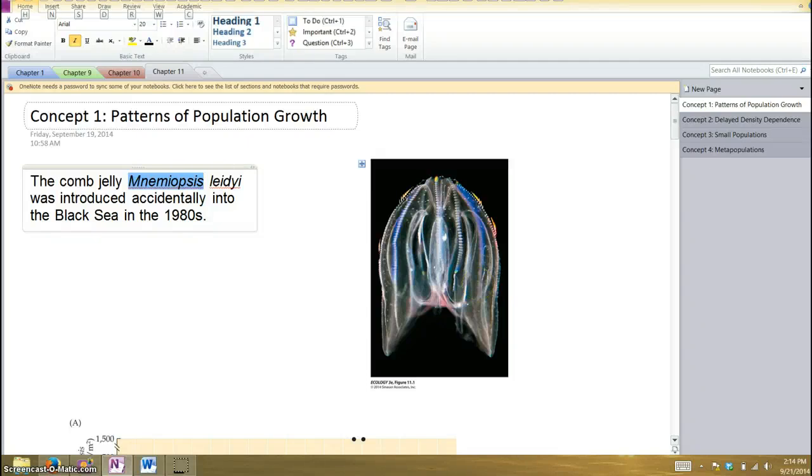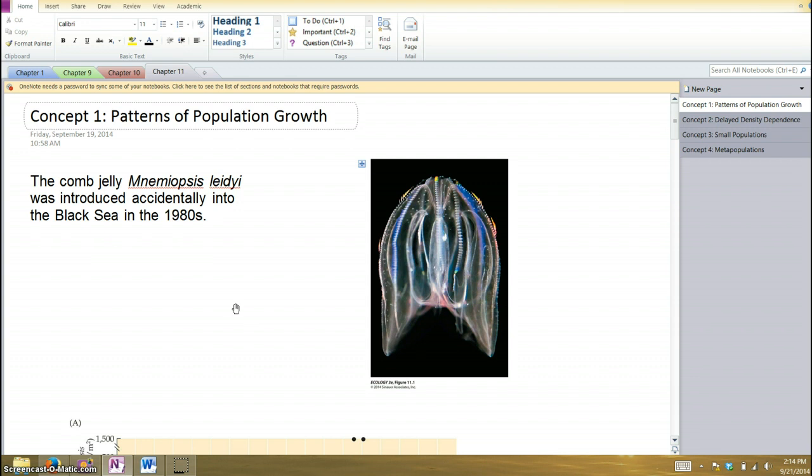Okay, now I want to talk about Chapter 11, just going to discuss patterns of population growth. It starts, as the other chapters, with a case study, in particular this one, looking in the Black Sea, which is at the interface between Europe and Asia.